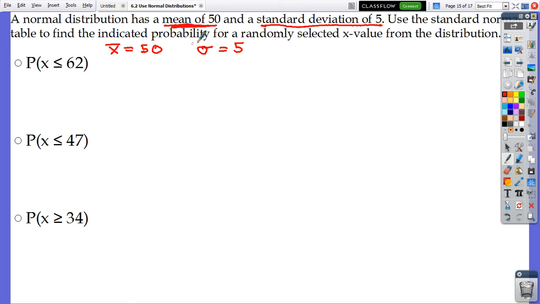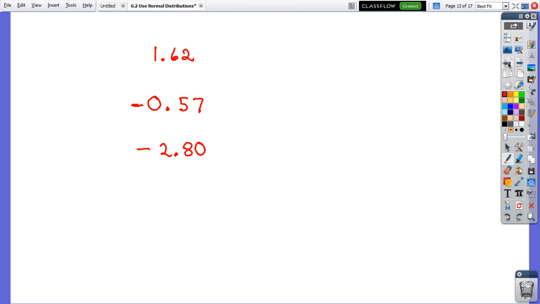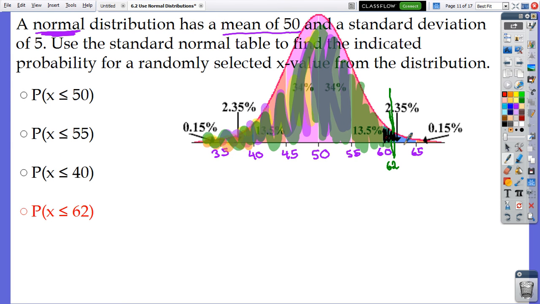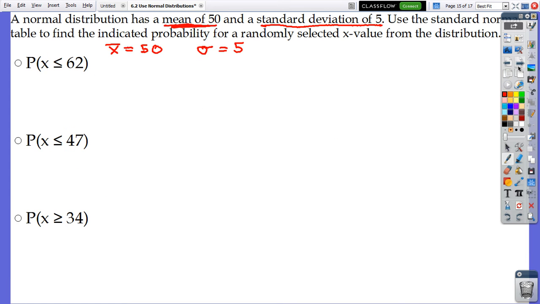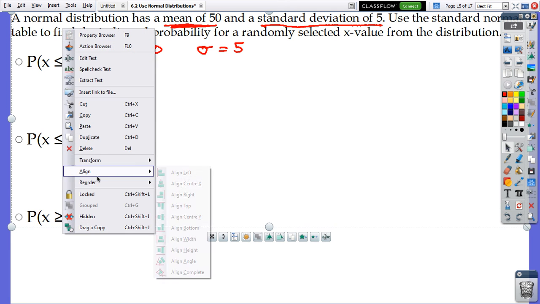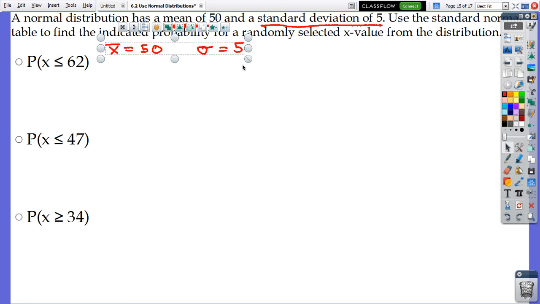Now, if I drew my curve, all right, which I did a couple of slides back, I know that this 62 does not fall on my curve, right? I can show you that again. All right, if I draw my curve, 62 did not fall on my curve. So I need to change it over to a Z. All right, let's do that. I'm gonna move this.